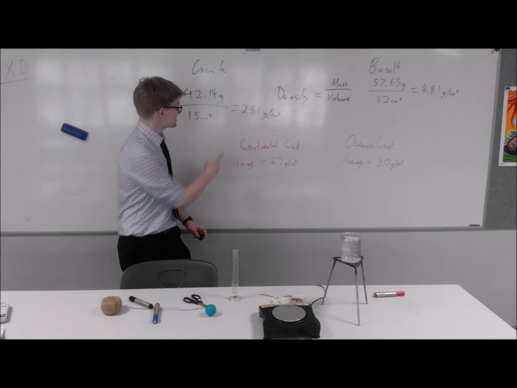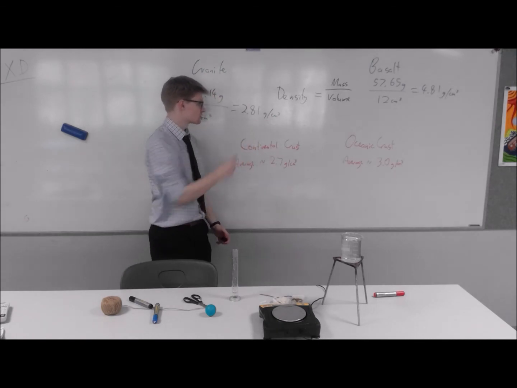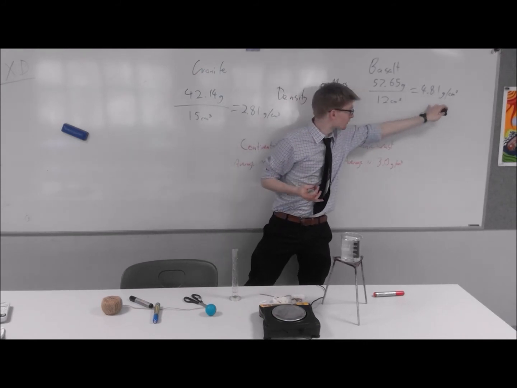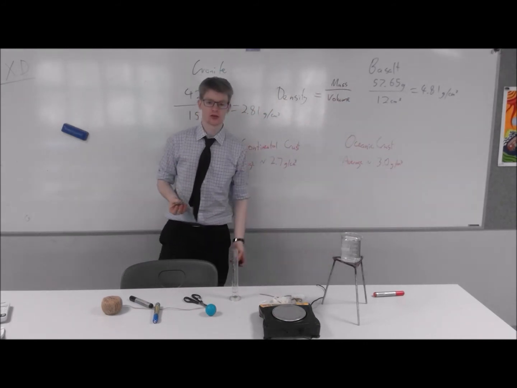So we now have the density of these two rocks. We know that the granite is a lot less dense. It's got 2.81 grams per centimeter cubed, and the basalt is more dense. It's got 4.18 grams per centimeter cubed.